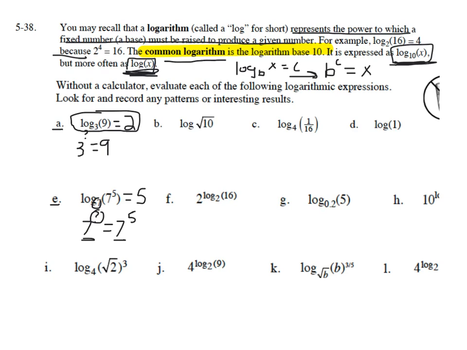Now let's try one that's a little bit harder. Let's try G. Now I'm starting with the log of base 0.2 or 2/10 raised to the 5th power. So I'm going to write 0.2 to some power has to equal 5.